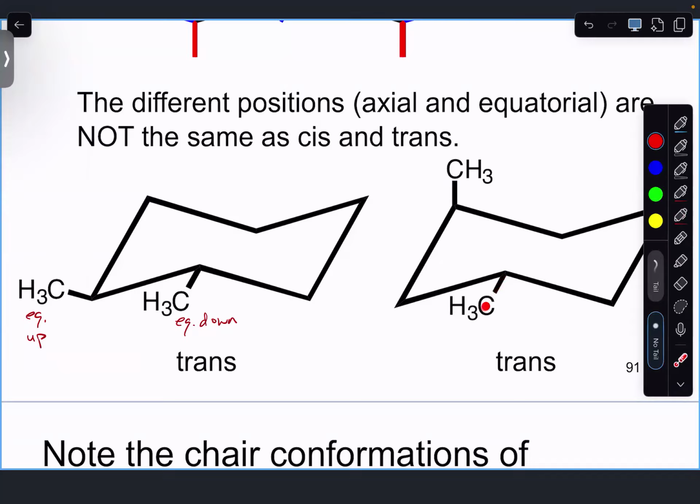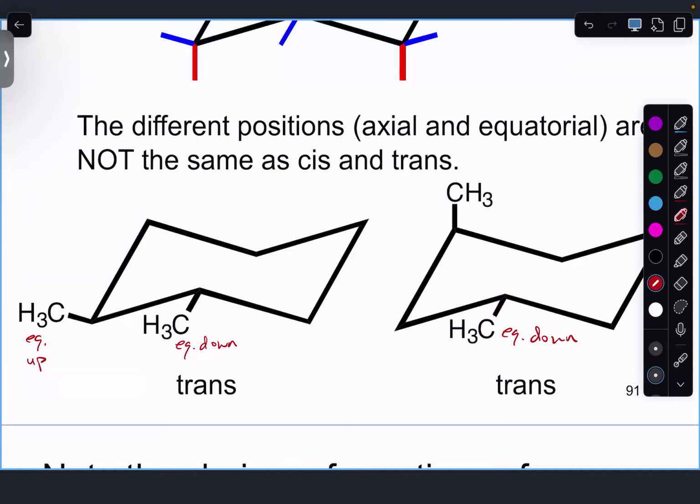What about this methyl group? How would we call that? That's equatorial. And is it up or down? It's equatorial down. What about the other methyl group? Yep, that one is perfectly up. So that would be an axial, and that is pretty clearly going up.